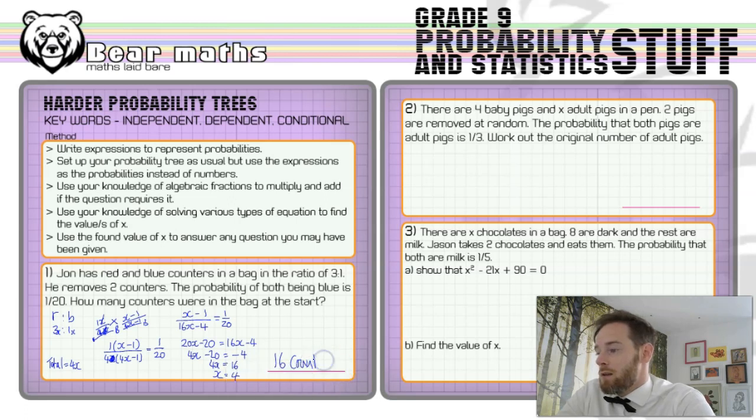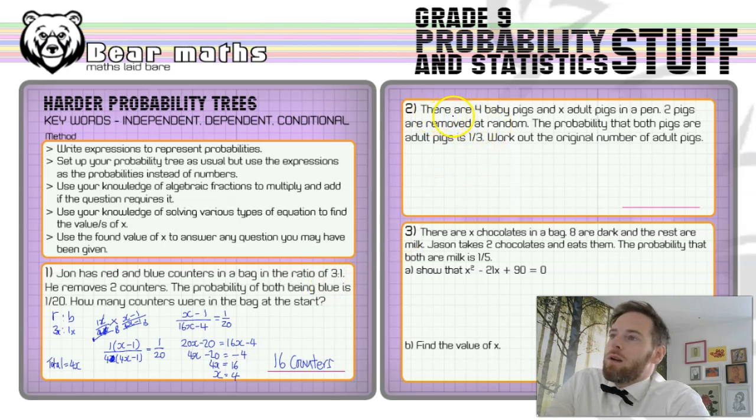Okay, and you can always check to see if it works as well. So if we chucked that in at the beginning, we could just work it out and see if it did give us that ratio that was told to us in the beginning of the question. I'm not going to bother with that one.